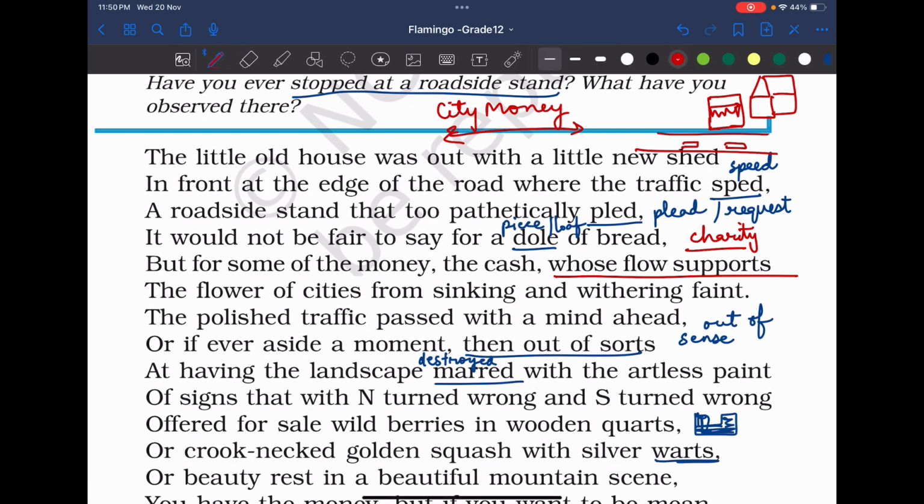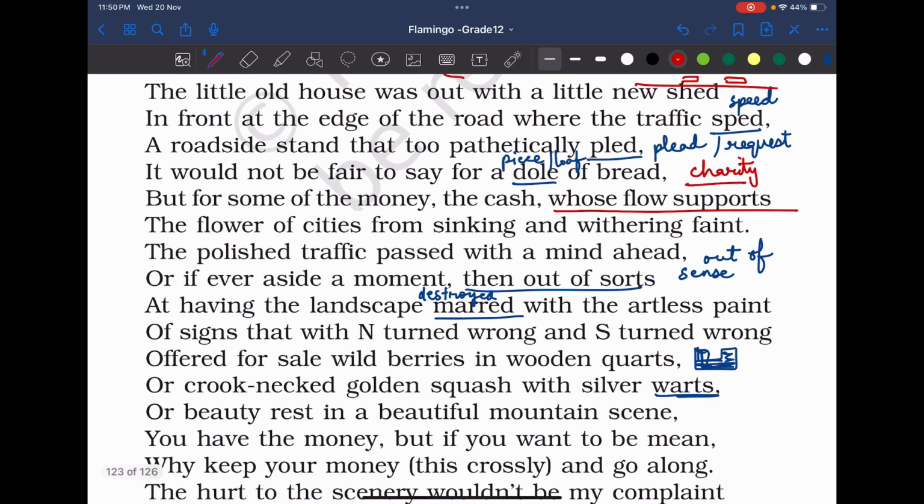These people want the tourists to just take a halt, stop for a while, and make a purchase. And the moment they make a purchase, they are going to have money. That is what they want. So the poet says that the money that he's describing, the flower of cities from sinking and withering faint. This is actually a metaphor.